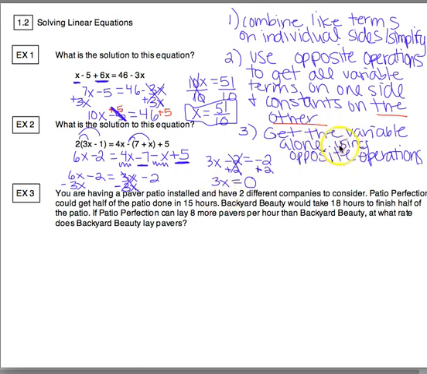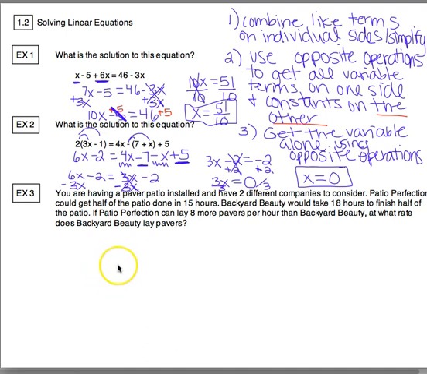So now get the variable alone. So I have a multiplied 3, which means I need to undo it by dividing by 3. Now 0 divided by 3, remember order matters, the 0 is on top. 0 divided by 3 is just 0. And so that would be my final answer for example 2 here.